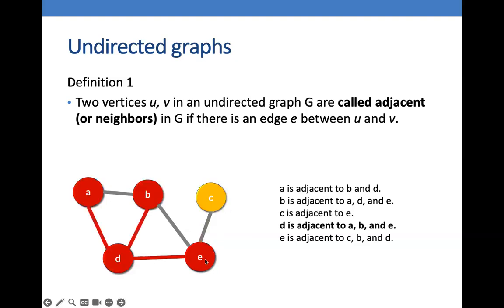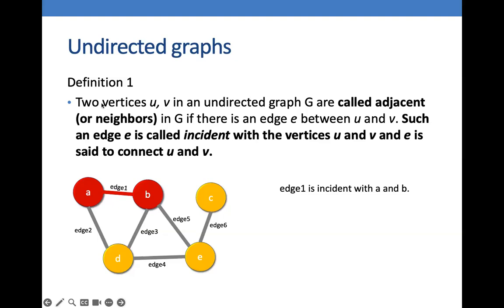So what about D? For vertex D, there is a connection between A, B, and E. So we can then say that D and A, B and D, and D and E are adjacent or neighbors. Okay. And what about the vertex E? E is connected with D, with B, and C. So we can say that E is adjacent to C, B, and D, and vice versa. Or we can say that D, B, and C are neighbors of E.